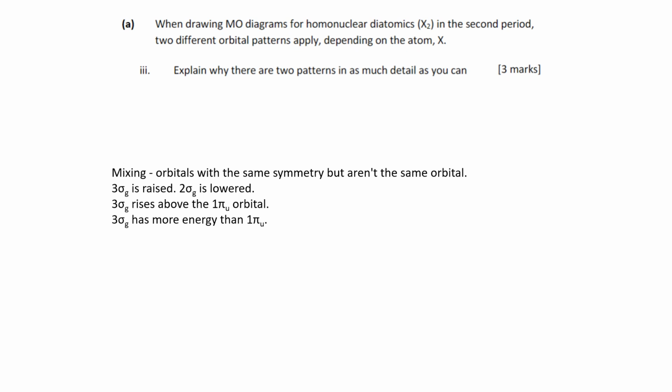However, the increased energy of the 3 sigma G bonding orbital has meant that it is now in a higher position than the 1 pi U bonding orbital, which means the 3 sigma G bonding orbital has more energy than the 1 pi U bonding orbital.